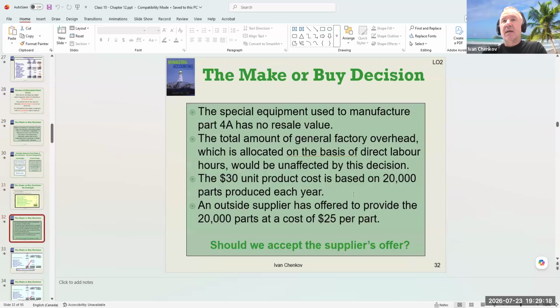Somebody comes and tells you, I can sell it to you for 25. That's great, but it costs me only 17. So you ask me for $8 more for one single part, right? And that $8 per single part times 20,000 parts, the way I see it, you ask me for $160,000. If I have $160,000, why should I give it to you? I better save it for myself.